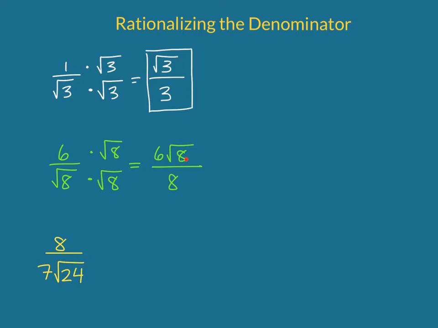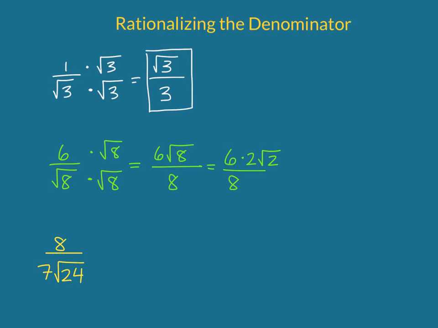So let's first break down the square root of 8. And if you do not know how to do this, I'd recommend watching the Simplifying Radicals video. All right, the square root of 8 can be written as 2 root 2 because it becomes root 4 times root 2, and the root 4 becomes a 2.